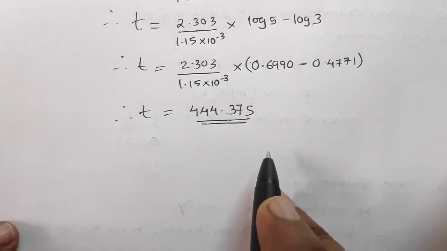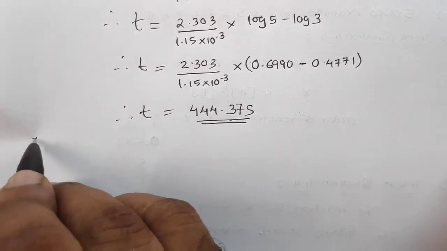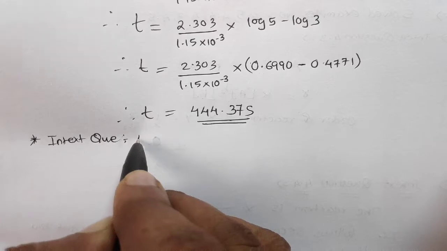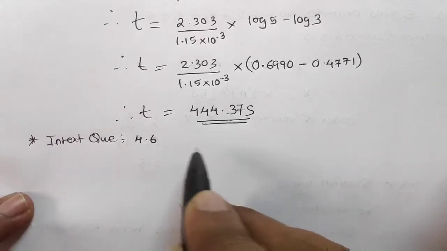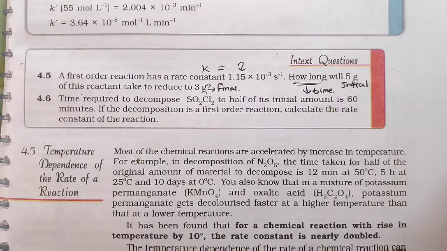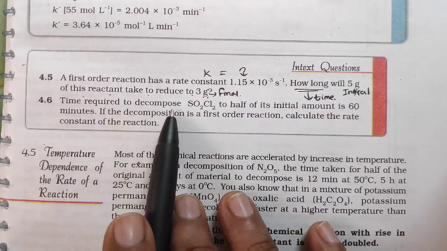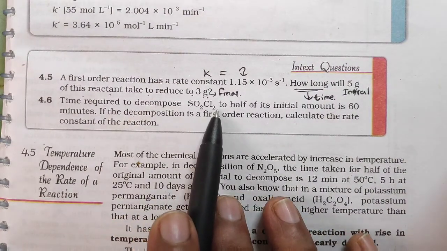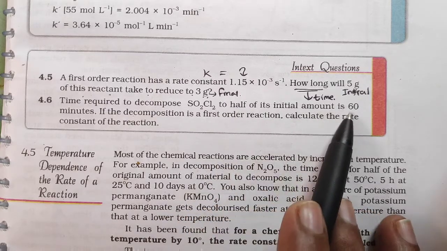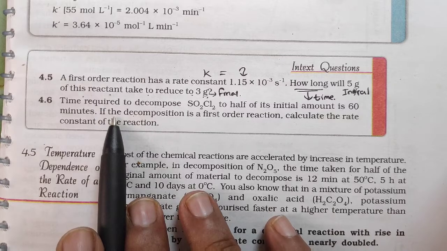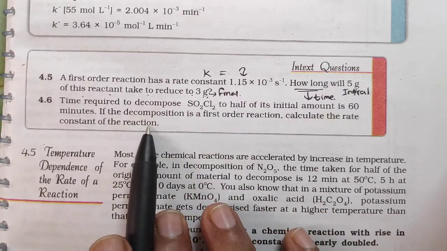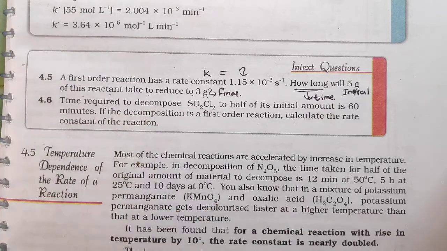Now the next question, that is in-text question 4.6. The question was, if you see here, the time required to decompose SO2Cl2 to half of its initial amount, half means t half, is 60 minutes, what is given. If the decomposition is a first order reaction, calculate the rate constant, means k you have to find.